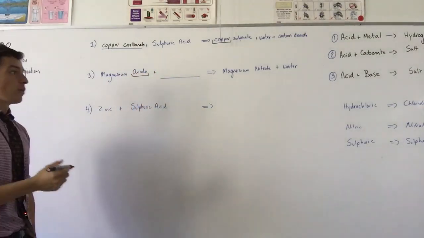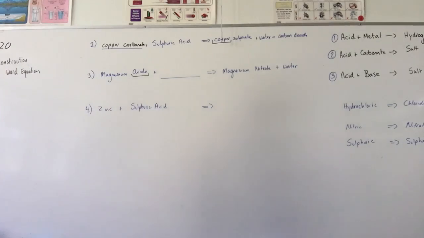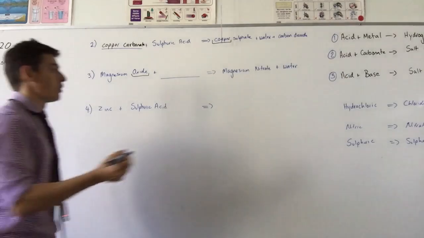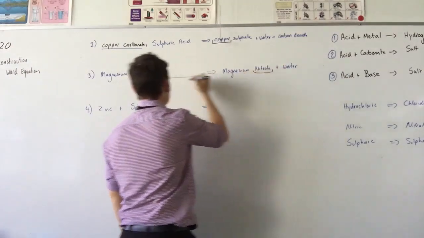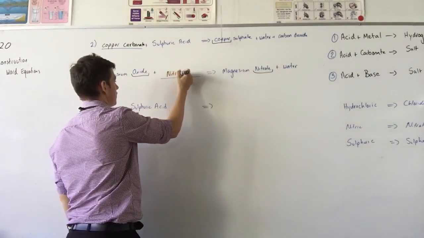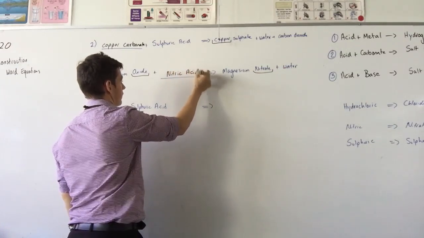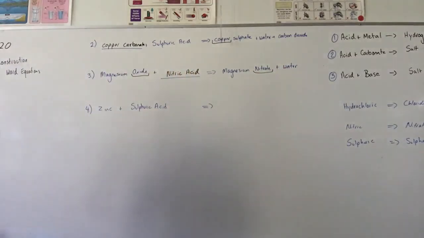Okay, so what do we need to decide here? What our acid is. And how do you know what acid it is? Where do you look to find that? Yeah, Charlie, I'm happy with your answer. The nitrate. So nitrate tells us that our acid is nitric acid. Clear with that?